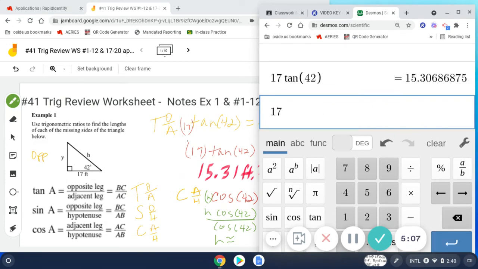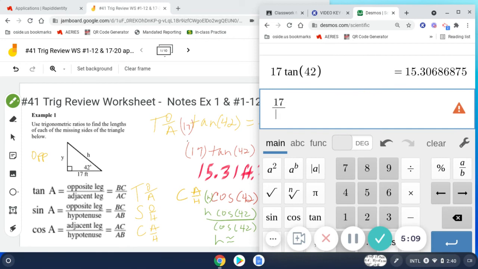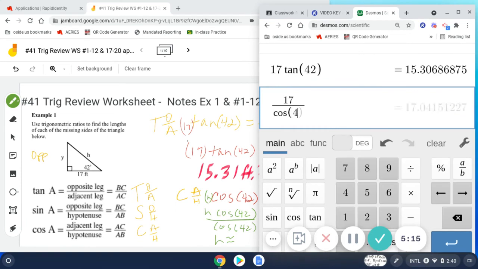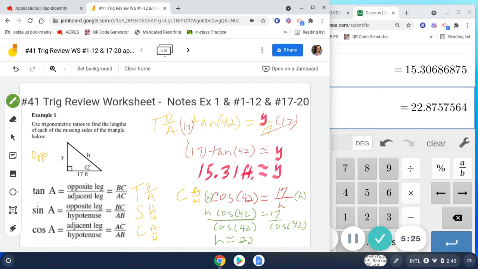So 17 divided by, and how do I get to divided by? Do you see that button I just used? The cosine of 42. And we got 22.875, so we're going to round up to 22.88. Remember, we're going to round to 2 decimal places unless told otherwise. We're using the approximation symbol because we rounded, and this is still feet.